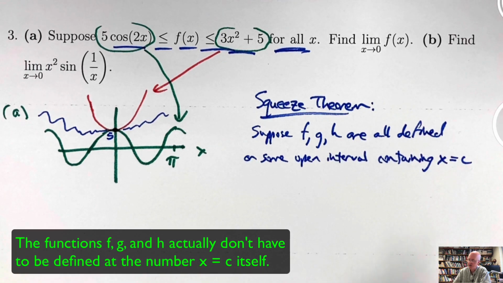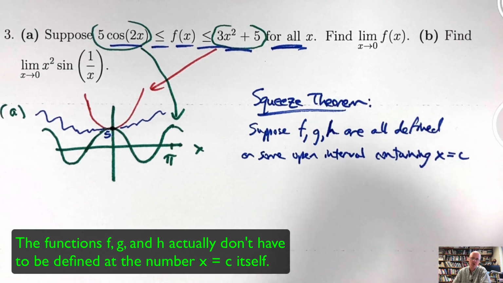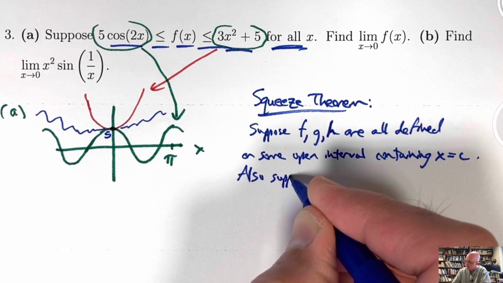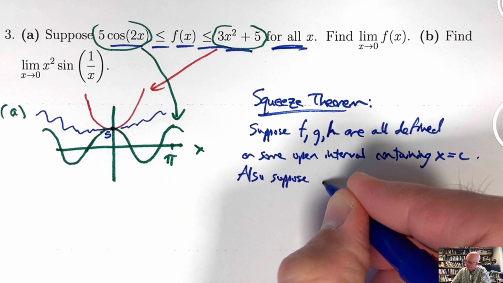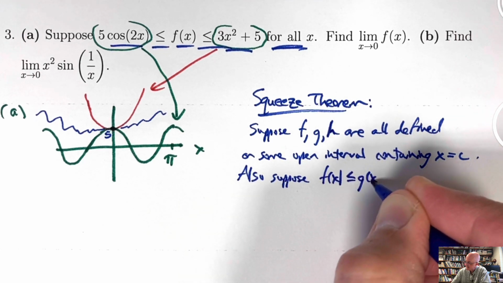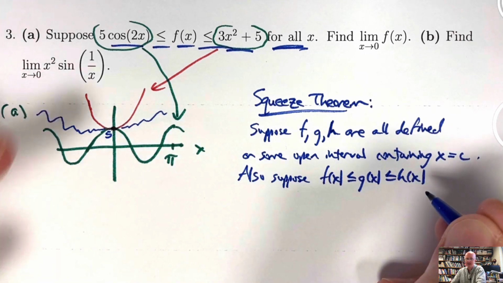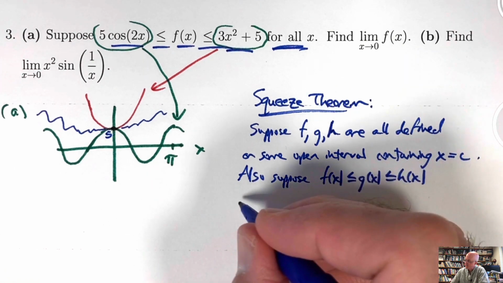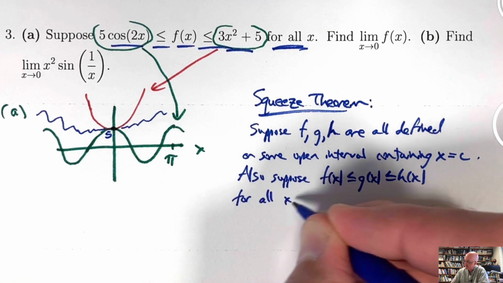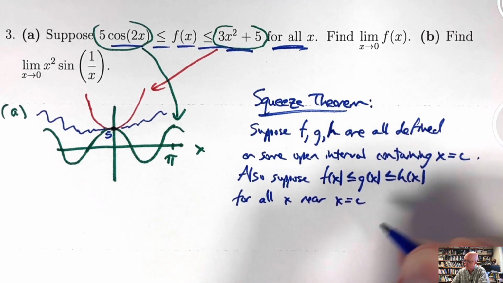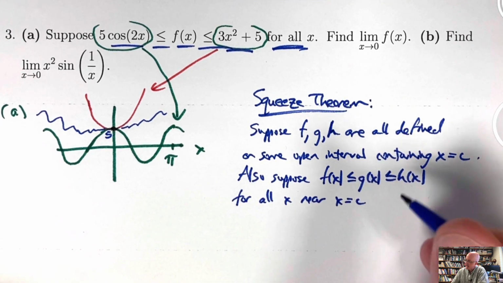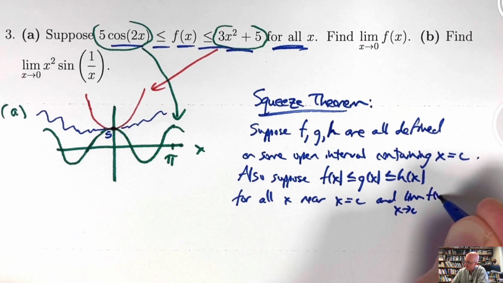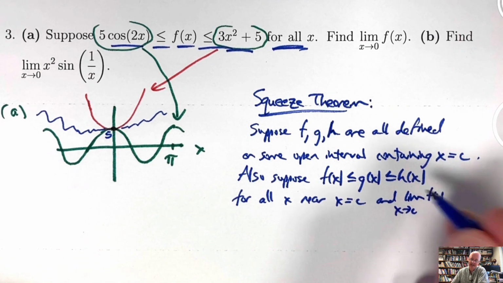So f, g, and h are functions. c is a number, okay? Also suppose f of x is less than or equal to g of x is less than or equal to h of x, set up kind of like this, except g is playing the role that f did up here. For all x near x equals c, in other words, in the open interval near c. And the limit as x approaches c of f of x and the limit as x approaches c of h of x exist and are equal to each other.